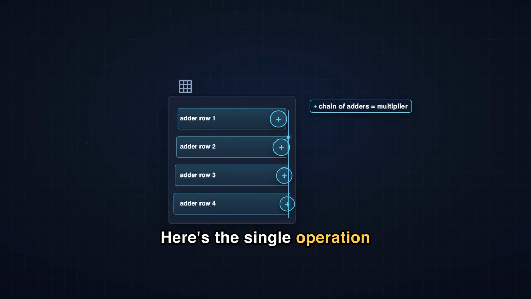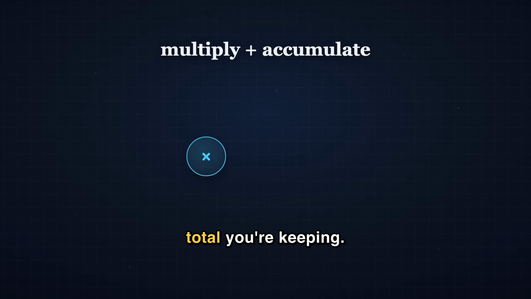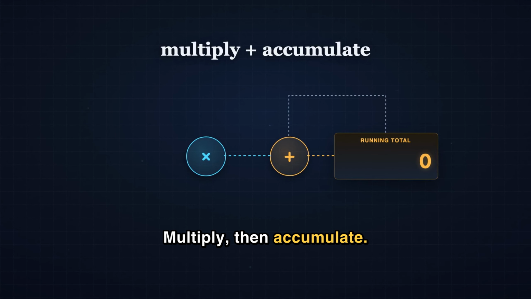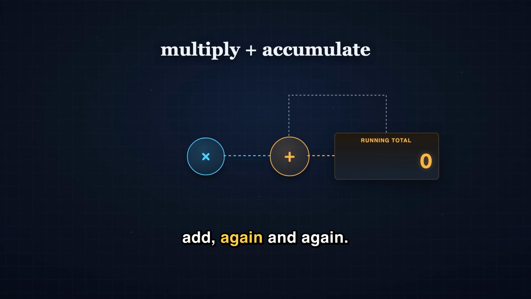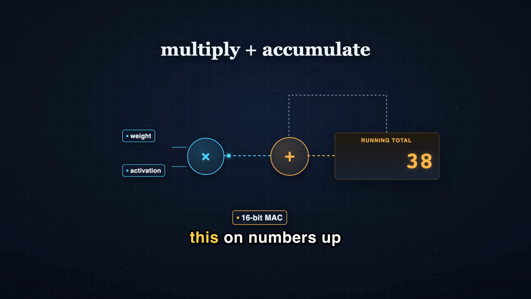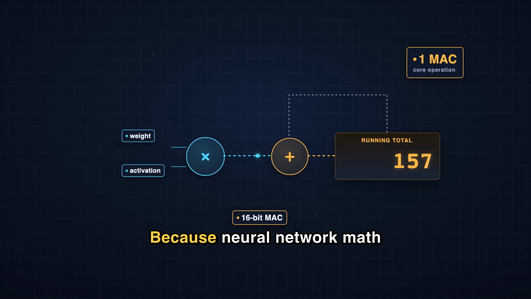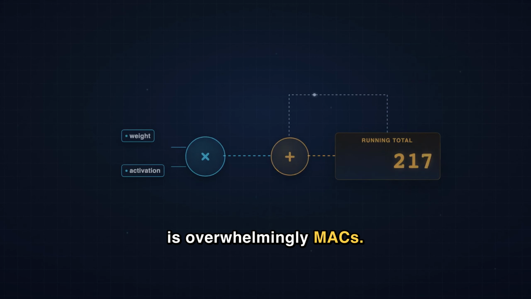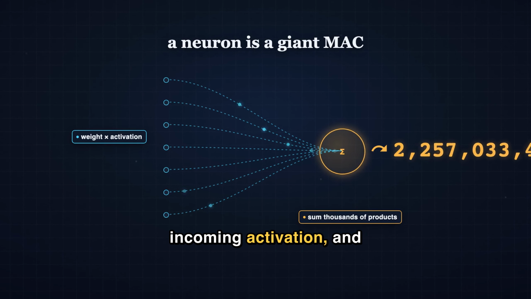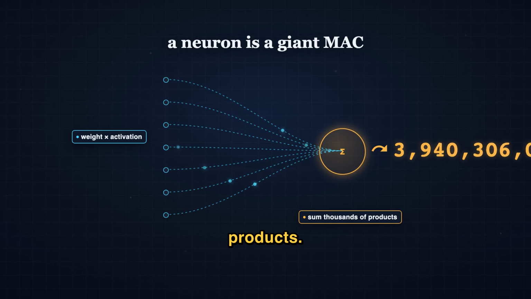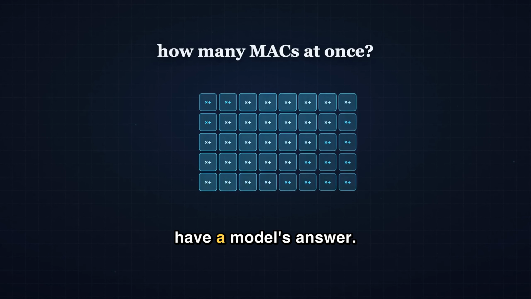Here's the single operation that matters most. Take 2 numbers, multiply them, and add the result to a running total you're keeping. Multiply, then accumulate. Engineers call it a multiply-accumulate or MAC. 1 multiply, 1 add again and again. A 16-bit MAC does this on numbers up to 16 bits wide. Why care about this one operation? Because neural network math is overwhelmingly MAC. Every artificial neuron takes a weight, a stored number, times an incoming activation and sums thousands of those products. Weight times activation add to the total. Do that a few trillion times and you have a model's answer.